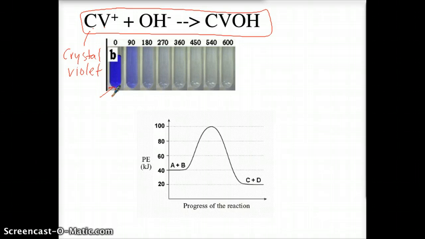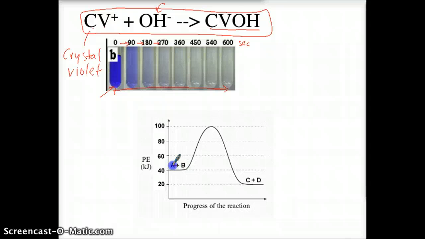When you react it with NaOH, with a base, it forms the hydroxide, the protonated form of crystal violet. And over time, from 0 to 90 to 180 seconds, this is in seconds here, that purple color disappears. And as you can see, it becomes colorless. What we're going to do in our experiment is figure out how to measure how fast that's happening. But we do know a few things about this reaction.